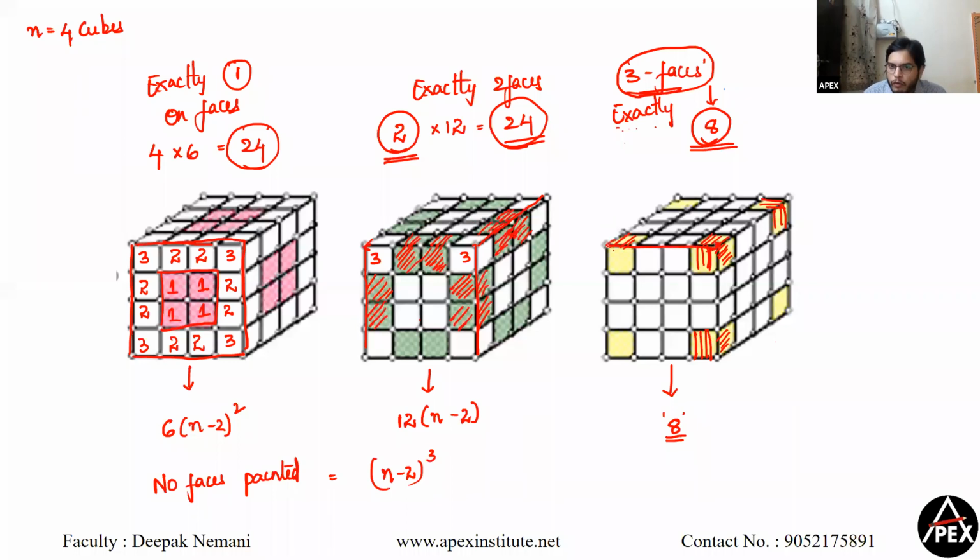So how many smaller cubes do we have on each edge? 1, 2, 3 and 4. Here the value of n is equal to 4, or I can say the length of the side of the cube. So this will be 8. 12 into 4 minus 2, so 12 into 2, 24. 6 into 4 minus 2 square, 6 into 2 square, 6 into 4, so this is 24. N minus 2 cube, so 4 minus 2 cube, so the answer is 8. So if you know this formula, you can solve this entire question in less than a minute, guys.